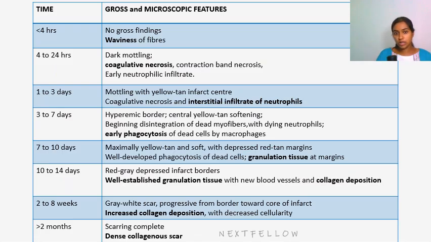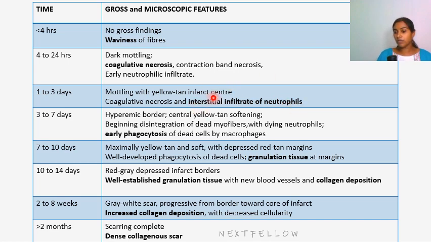Coming to the gross and microscopic features associated with ischemic heart disease, read this table column once, but remember these highlighted points, they are very important. Remember, within 4 hours there will be no gross finding. The only microscopic finding will be waviness of the fibers. Within 1 day, that is within 24 hours, there will be coagulative necrosis and early neutrophilic infiltrates, and within 3 days, that is within 72 hours, there will be an interstitial infiltrate of neutrophils.